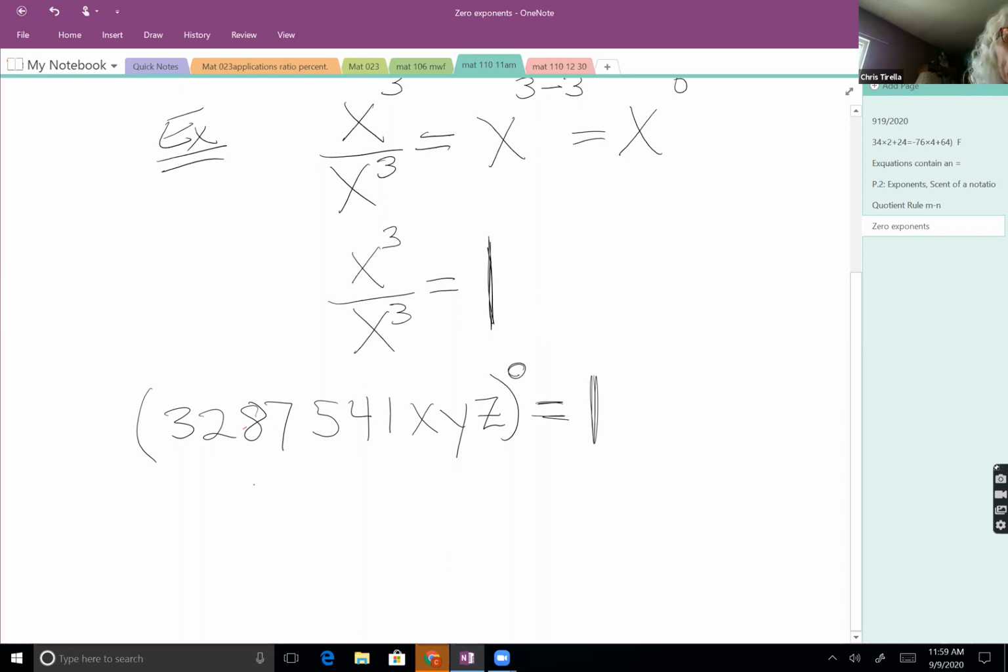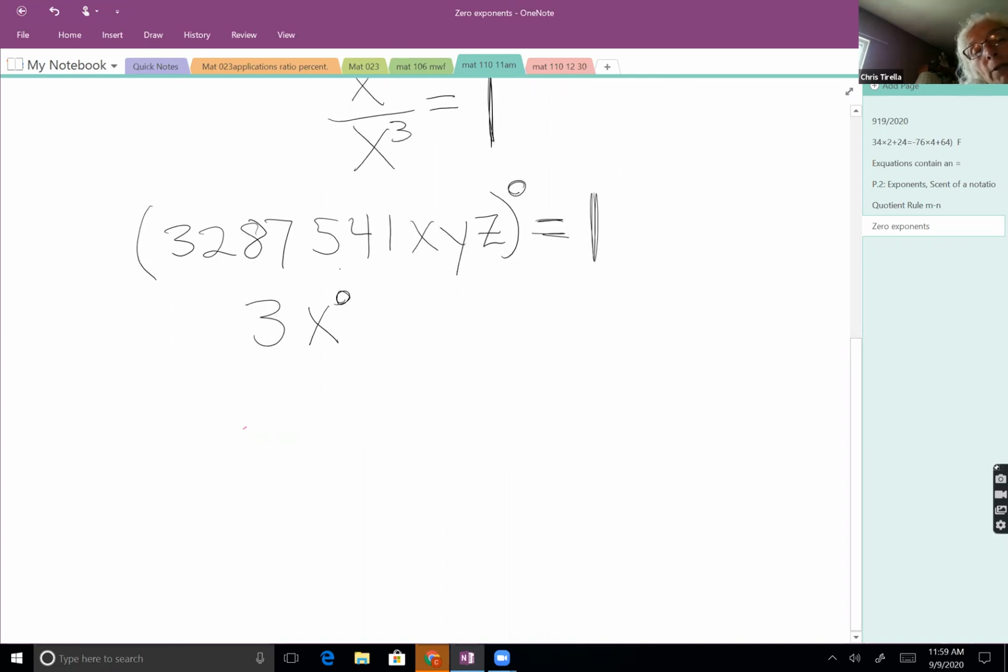Unless I had 3x to the 0. Is everybody all right? This one's a little bit different. Order of operations, because of the parentheses, it's all being raised to the power and it's 1. But here, does everybody see that only the x is being raised to the power? Would you multiply 3 by 1 then? Yep, you multiply 3 by 1, so there our answer is 3.